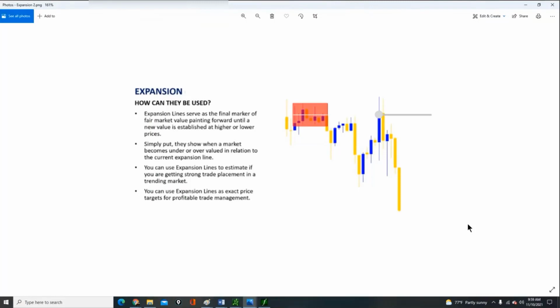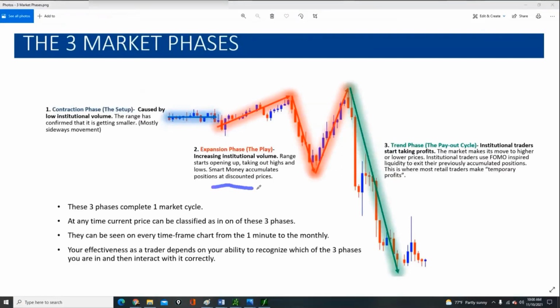Remember, we talked about institutions, right? Pretending like you have a store, you have inventory. In order for you to make money, you're going to have to accumulate inventory at a discount, right? And then you're going to sell it back to somebody for more money, right? So go back to this. In this expansion phase, this is where smart money is accumulating at discounted prices. They're accumulating, okay?